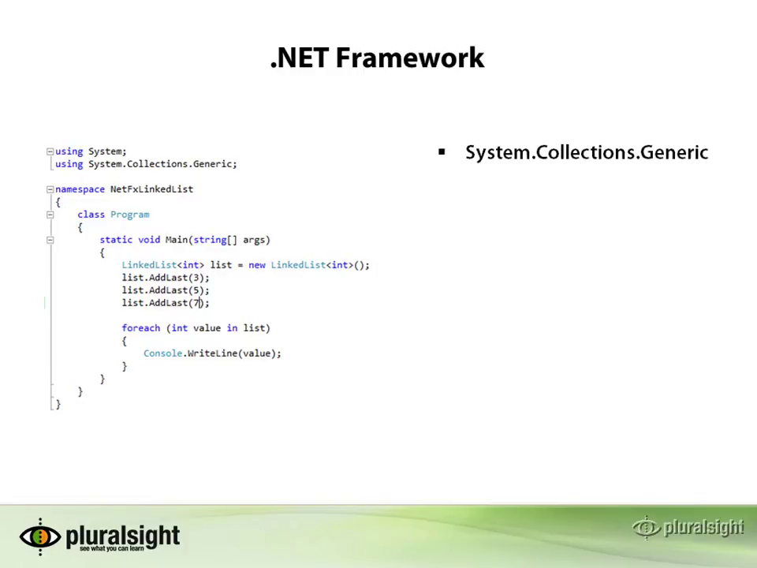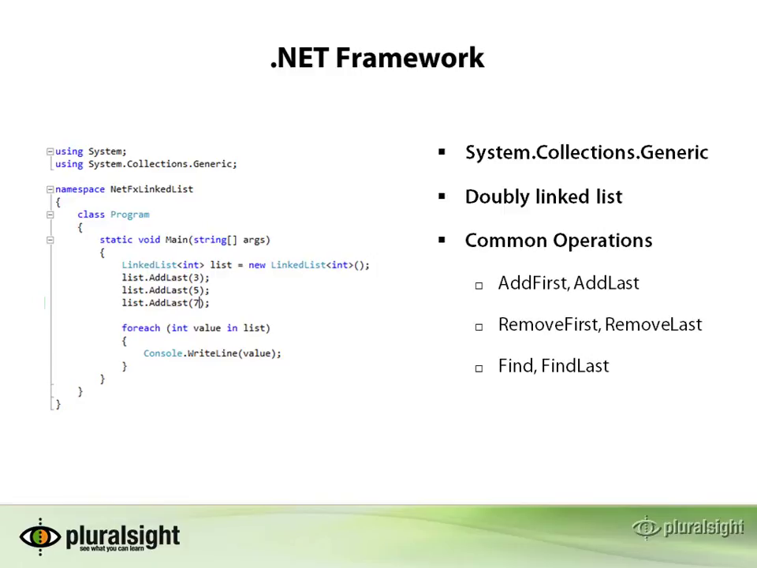So it's in the System.Collections.Generic namespace. It's a doubly linked list. Now, as we saw before, this provides some benefits for performance, and it gives some additional features for enumerating the list backwards. And it has the common operations that we've already seen: AddFirst, AddLast, RemoveFirst and RemoveLast, and FindLast. And it's also compatible with LINQ to Objects. Now, there are existing courses on Pluralsight for LINQ, and I would encourage you to check them out if you're curious what that means.